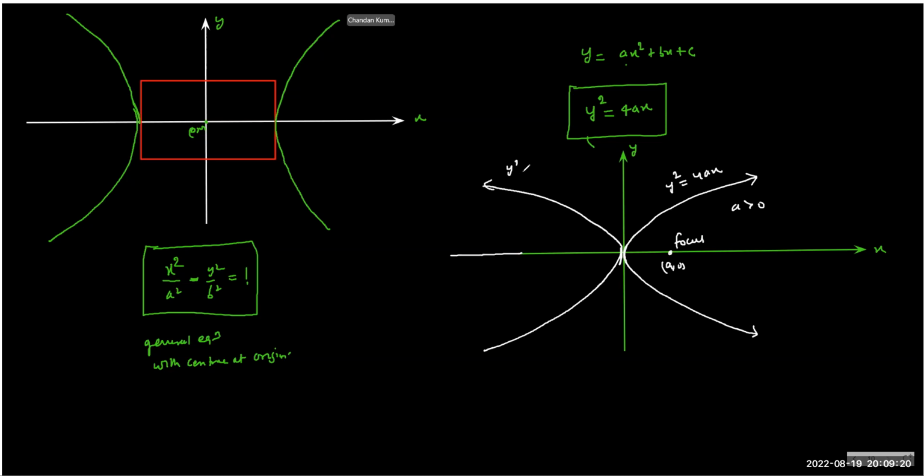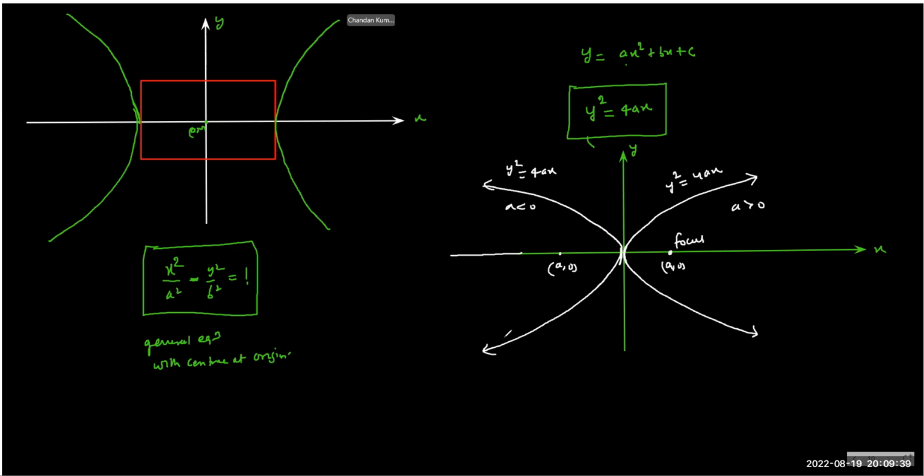So it is again y square equals to 4ax, but a is negative. So this is a comma 0, but a itself is a negative number, so that's why it is on this side. But when the square is on the x, it is upward and downward. So you have to be very careful.